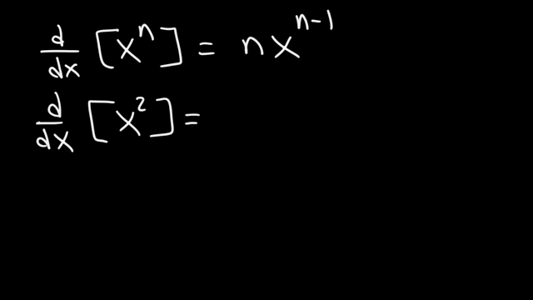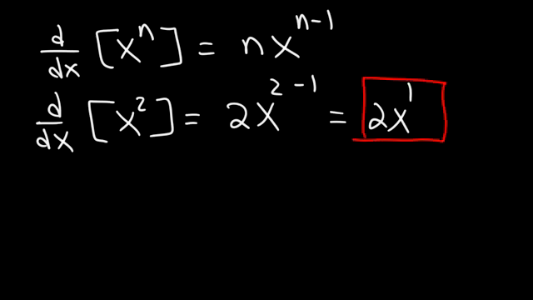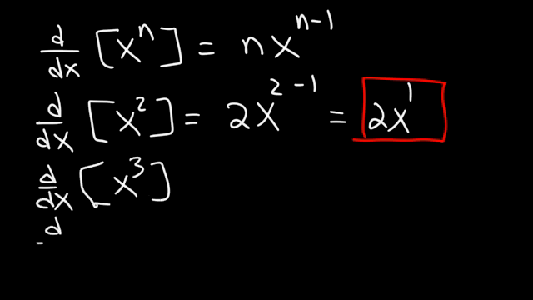In this case, n is 2. So it's going to be 2x raised to the 2 minus 1, or 2x to the first power. And so that's the answer for the first example. Based on that, try these two. Determine the derivative of x cubed and x raised to the fourth power.